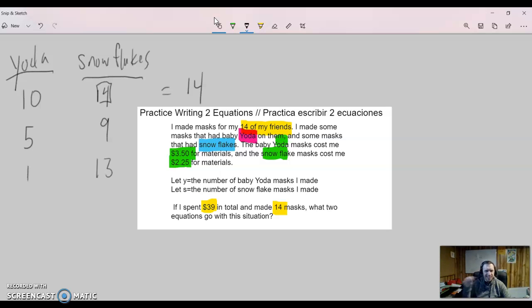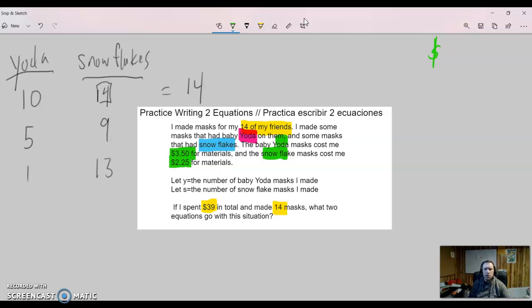Okay, this is helping me kind of think of these ordered pairs, my Yoda and my snowflake masks. And what I'm seeing is if I have 10, I need 4, 5, I need 9, 1, I need 13, because together it's always going to equal 14. Well, how about the money then? Are any of these guesses correct? And how would I figure that out?